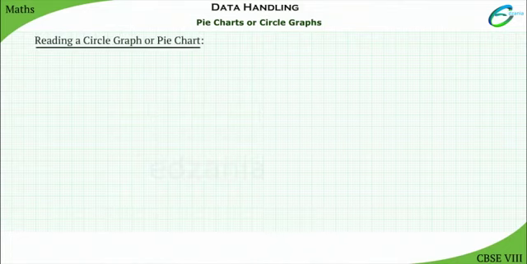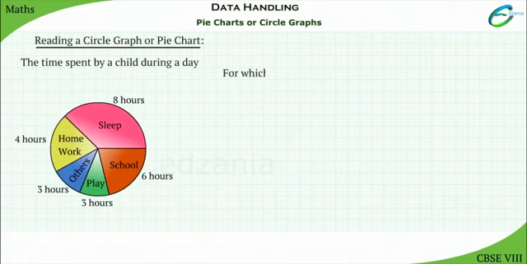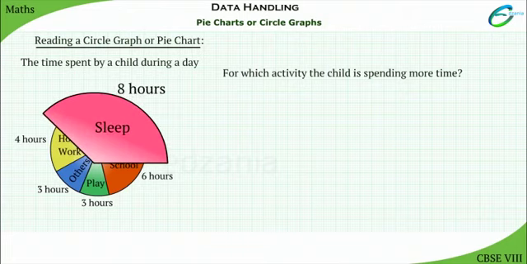You have seen how the given information can be represented in a circle graph or pie chart. Now let us take the same pie chart once again. Looking at this pie chart, can you tell for which activity the child is spending more time? Look at the biggest sector of the circle, which is labeled as sleep. It shows that 1/3 of the day is spent sleeping. Therefore, the child is spending more time sleeping.